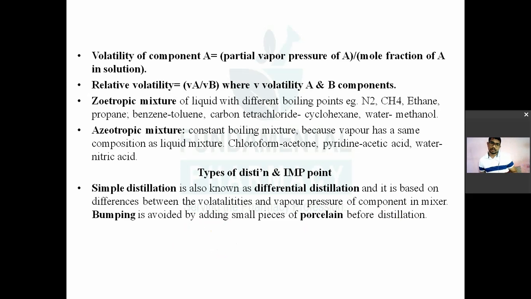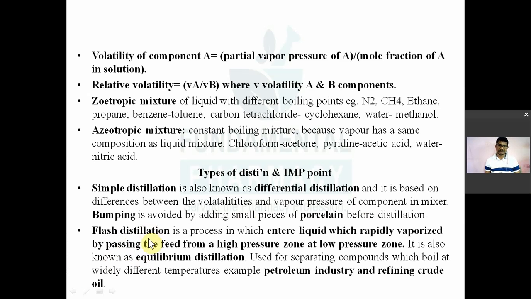But during the distillation, if you apply heat directly to the flask, there will be bumping in the liquid. Okay, so that bumping can be avoided by addition of porcelain pieces. So this point you might have seen in the 12th answer.